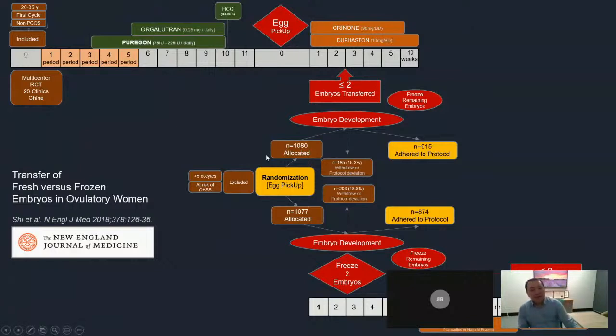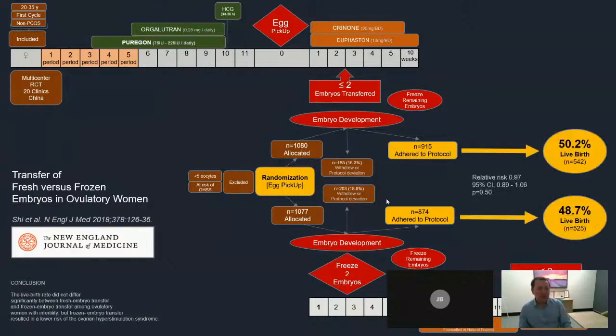In the other arm, which is the frozen transfer arm, out of 1,077 patients, 874 completed the study. It's a fairly similar number. So the difference may be 25 plus 35 patients less in this arm. And 18% in this arm withdrew from the study or had a protocol deviation. In fact, they were allocated to the frozen group, and a lot of them changed and requested to have a fresh embryo transfer. Okay, so this is an observation in terms of withdrawal and protocol deviation.